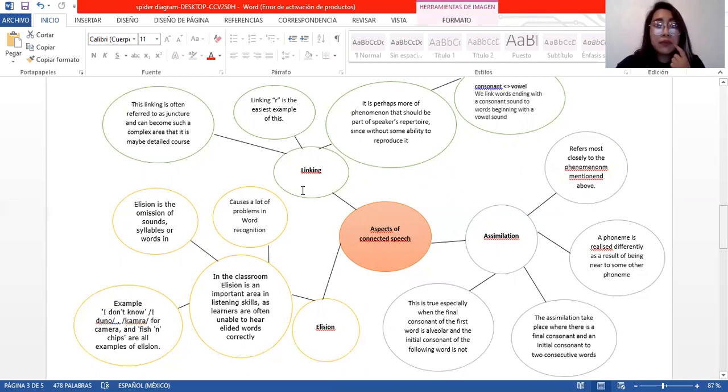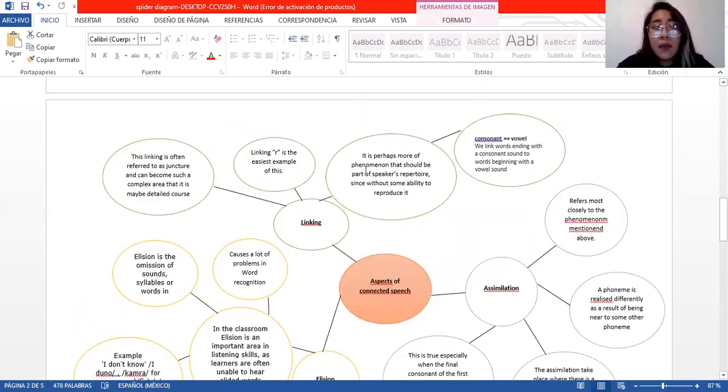Then we have linking words. It says that it's more of a phenomenon that should be part of speakers' repertoires, without some ability to reproduce it. And here we have that there are two kinds of linking. The first one is consonant plus vowel, and vowel and consonant. We link words ending in a consonant sound with a word beginning with a vowel. For example, we have an example here.